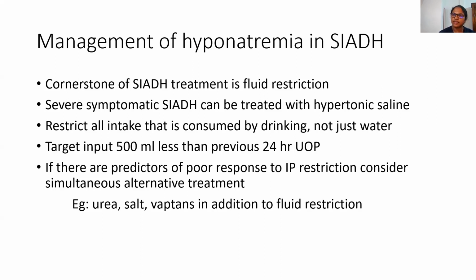How much to restrict? One easy way is to target the input 500 ml less than the previous day's 24-hour urine output. But as I have already discussed, there are predictors of poor response to fluid restriction, such as high urine osmolality or high urine salt. In those situations, you can consider simultaneous treatment with salt, urea, and very carefully, vaptans.